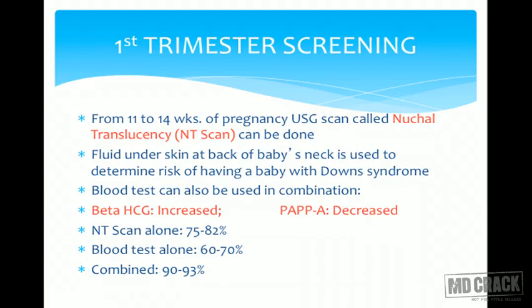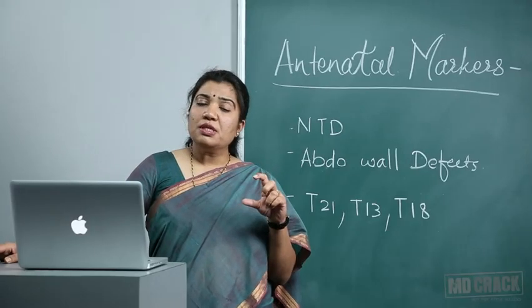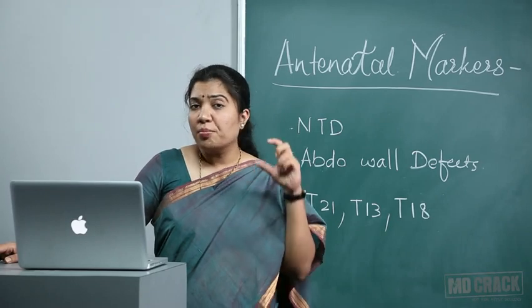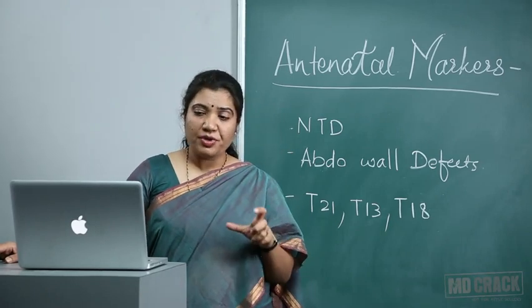Now let's go trimester wise. What are the screening tests available for chromosomal abnormalities? First trimester screening, we have NT plus hormonal testing. From 11 to 14 weeks of pregnancy, a USG scan called the nuchal translucency scan can be done. Nuchal translucency is a translucent area behind the nape of the neck of the fetus.